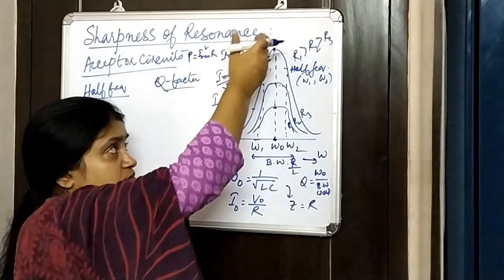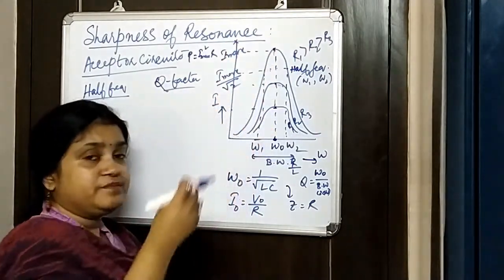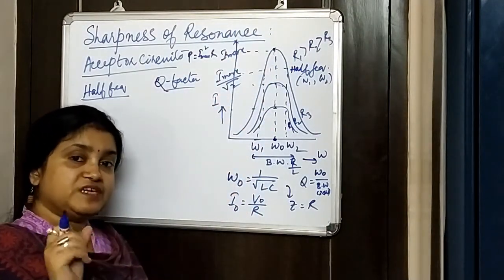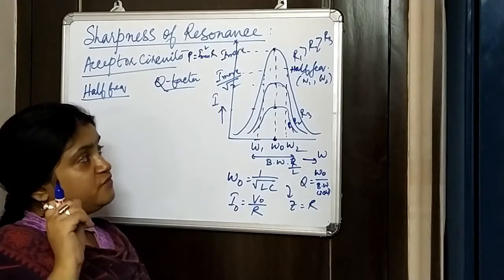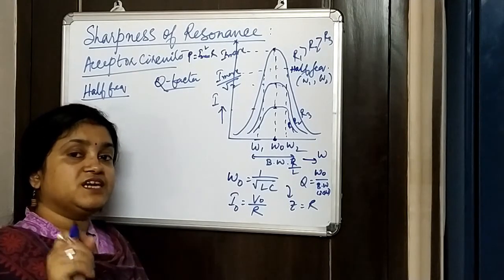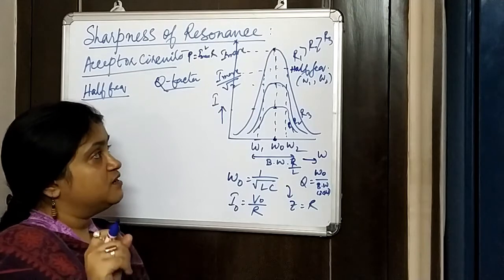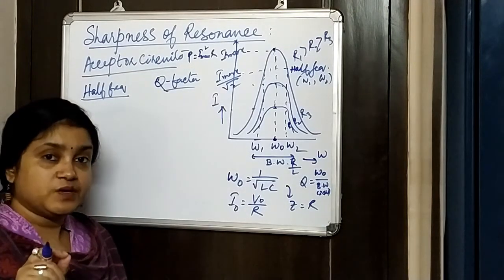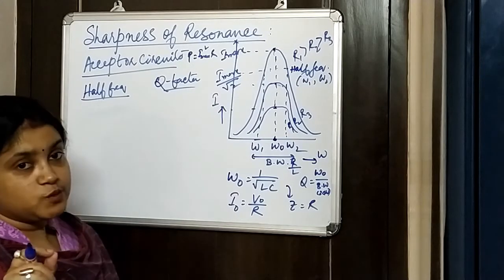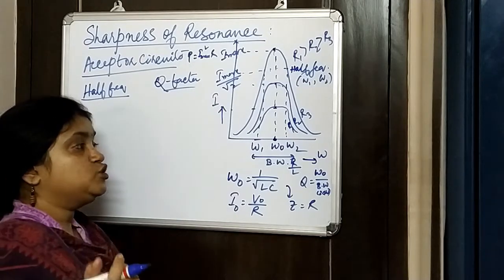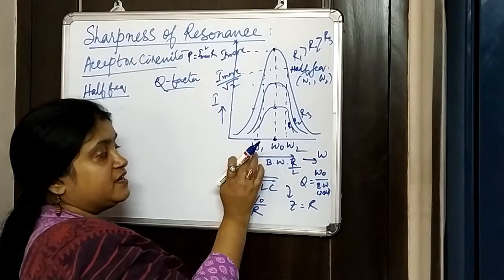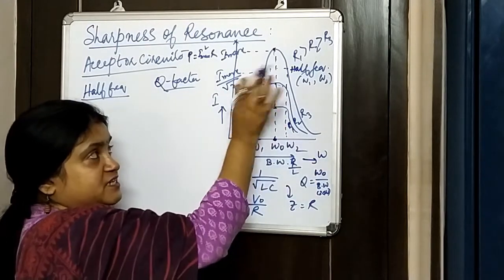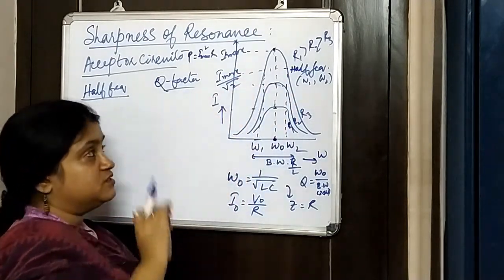If I have to measure the sharpness, there is a technique with which we can measure. For the technique, the first thing that we need to know is called half frequencies. What do you mean by half frequencies? Half frequencies are the two frequencies denoted by W1 and W2, that is, on both sides of the curve.